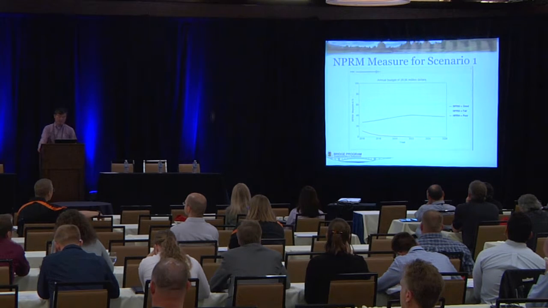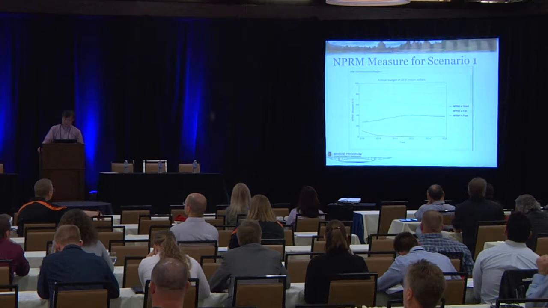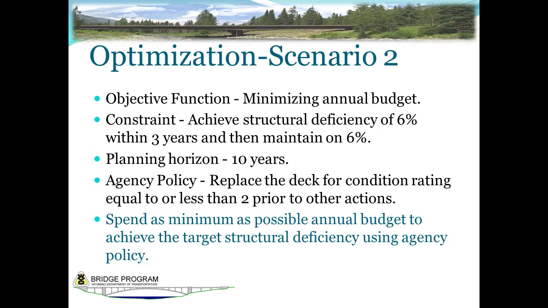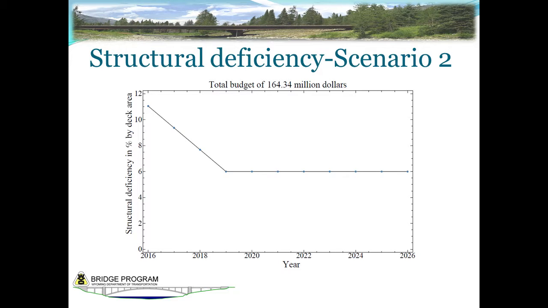And this is the NPRM measure by varying the annual budget. In the second scenario, the objective function is minimizing annual budget. The constraint is a target structural deficiency. We're going to achieve 6% structural deficiency during 3 years, and then maintain that structural deficiency during the planning horizon. This is essentially spending as little annual budget as possible to achieve the target structural deficiency using the agency's policies.